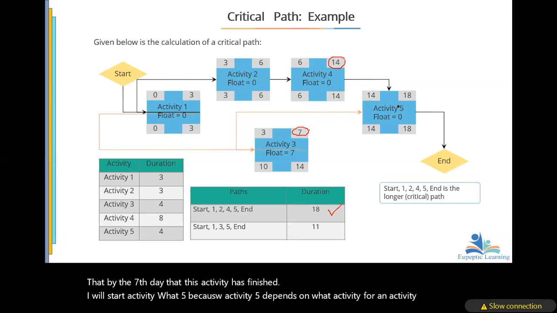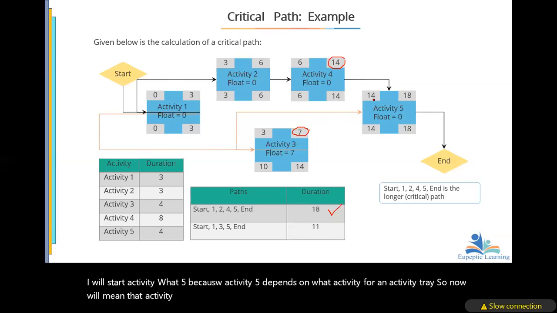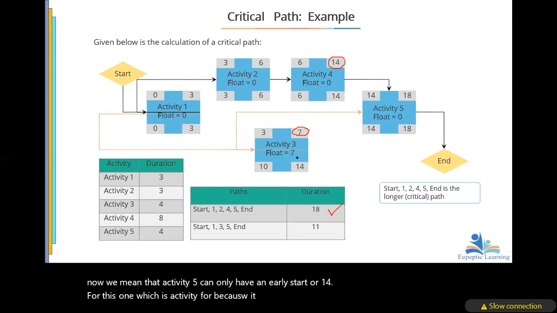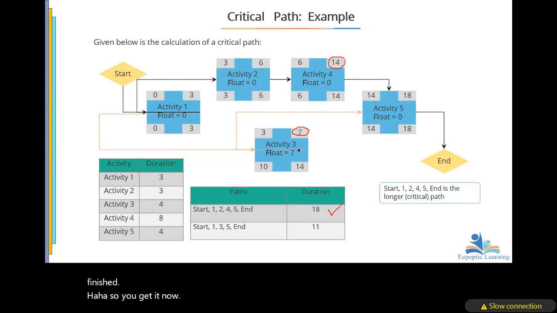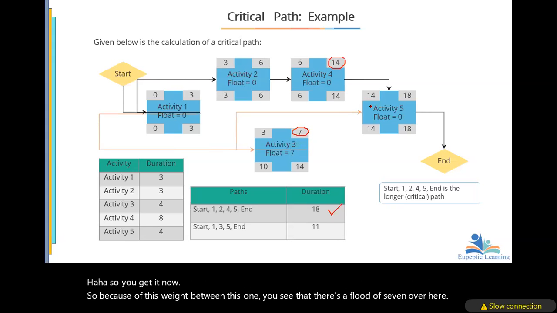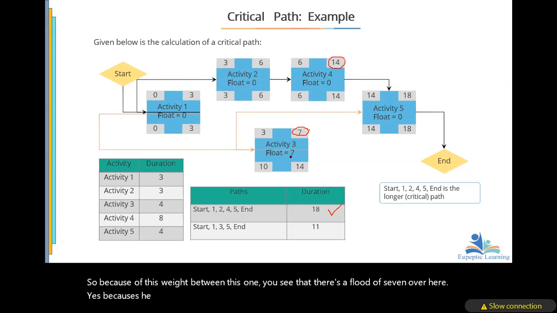So that will mean that activity 5 can only have an early start of 14, which is activity 4's finish, because it depends on both of them. If I say I'm going to start on the 7th day, by that time activity 4 would not have finished. So you get it now. Because of this wait between this one and this, you see that there's a float of 7.